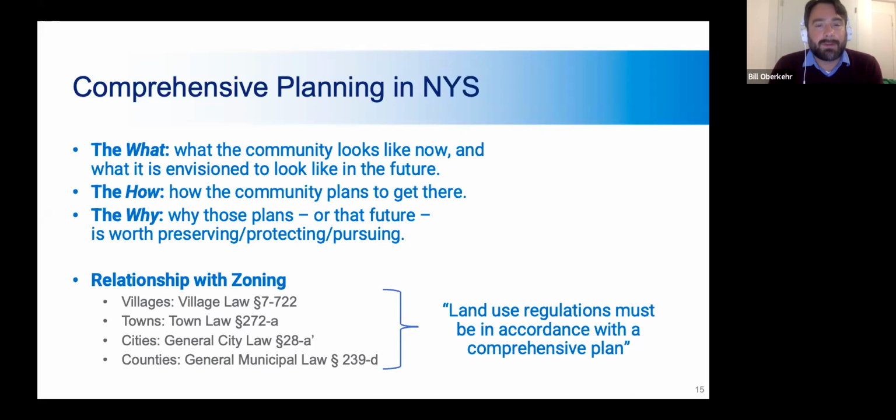The point of the comprehensive plan is to codify these things and make them official, because land use regulations in New York State must be in accordance with a comprehensive plan. So if you want to have zoning, you need to have a comprehensive plan. If you don't, your zoning regulations are going to be vulnerable to challenges. So the relationship with zoning and code is here for reference, depending on whether you're a village, town, city, or county.